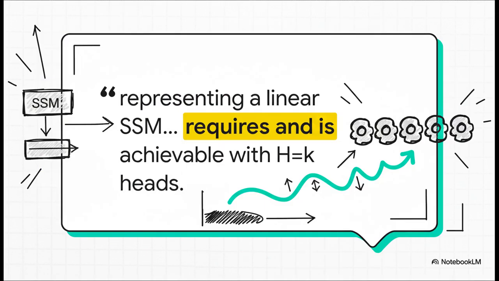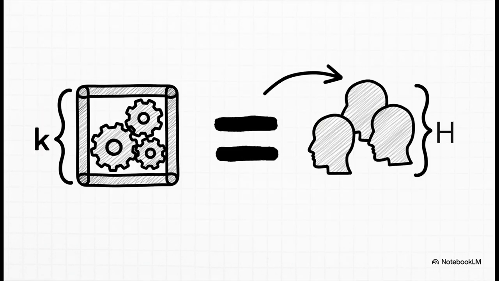They actually call it the equivalence theorem, and it does something amazing. It creates a direct one-to-one mapping between the complexity of an SSM and the number of attention heads you'd need to perfectly mimic it. And the answer is just so beautifully simple. H equals K. If an SSM has an internal dynamic system of complexity K, you need exactly K attention heads to replicate its power. Not one more, not one less. This is it. This is the direct mathematical bridge between these two seemingly alien worlds.